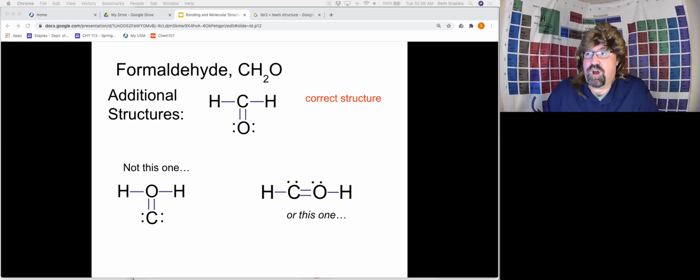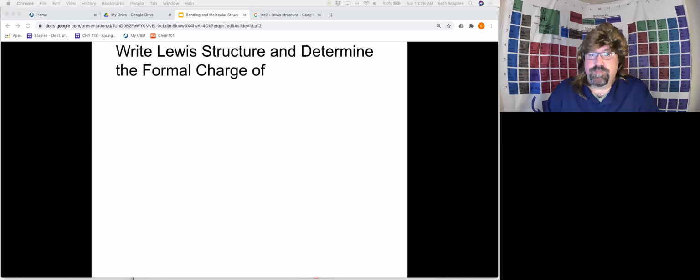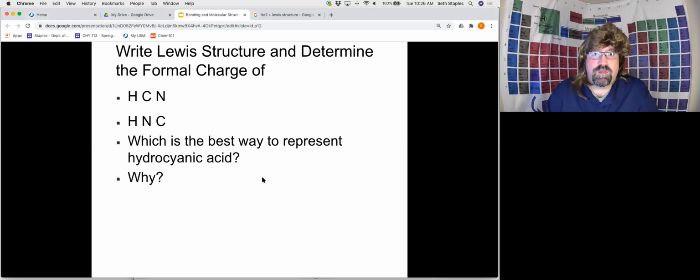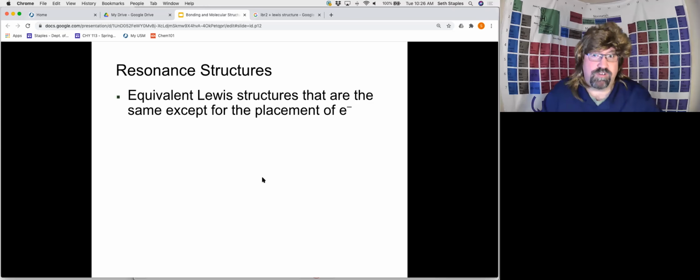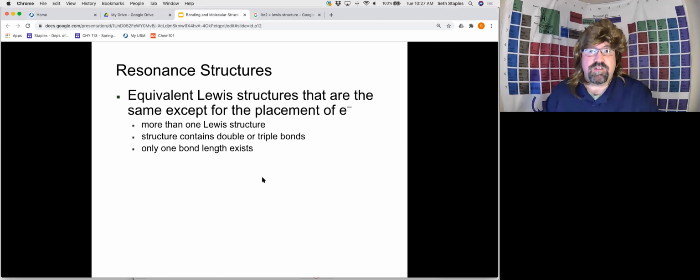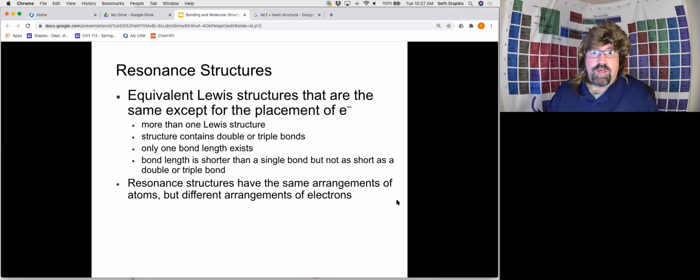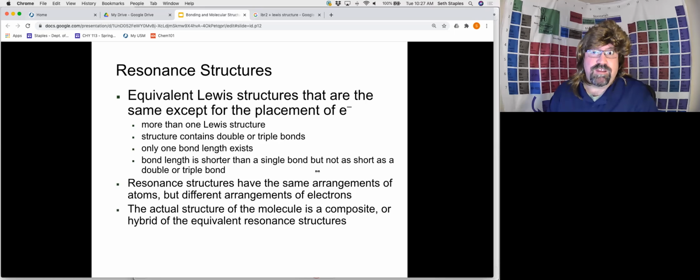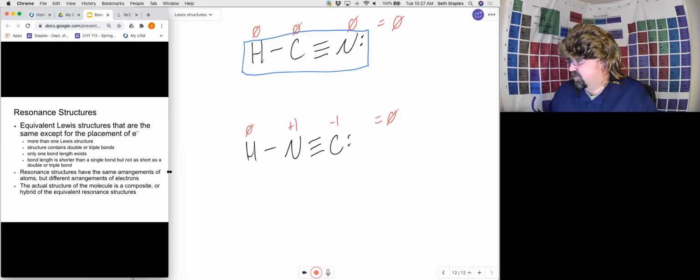And so that's formal charge analysis. The very last thing to look at today is what we call resonance structures. So in a resonance structure, what we'll find, actually, let's just look at an example. This is the easiest way to look at resonance structures.